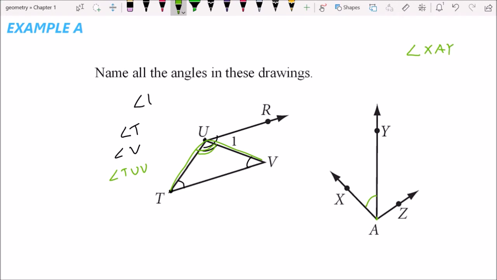Now, just so you know, it's okay if you put YAX. That traces the same segments. That's totally fine. And then the angle on the right, I'm going to call that angle YAZ. And again, if you put the letters in reverse order, that's totally fine. Okay, so that's just a little practice. That is how we name them.